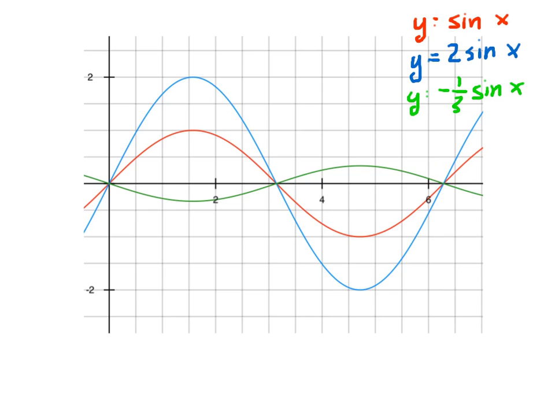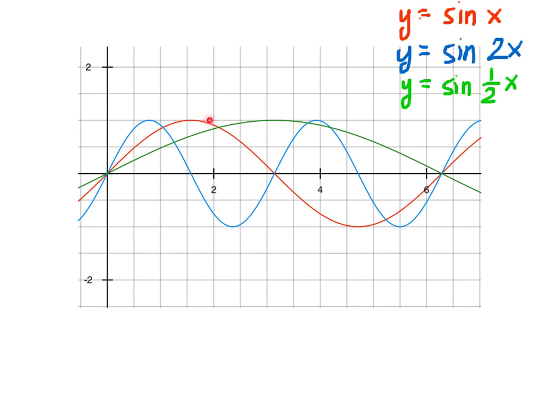That -1/3 does two things. It changes the amplitude so that my amplitude is now 1/3, but it also flips my graph across the x-axis. So this positive hump or hill has now become a trough, and this trough over here has now become a hill, all while changing the amplitude. Here's another set of graphs.